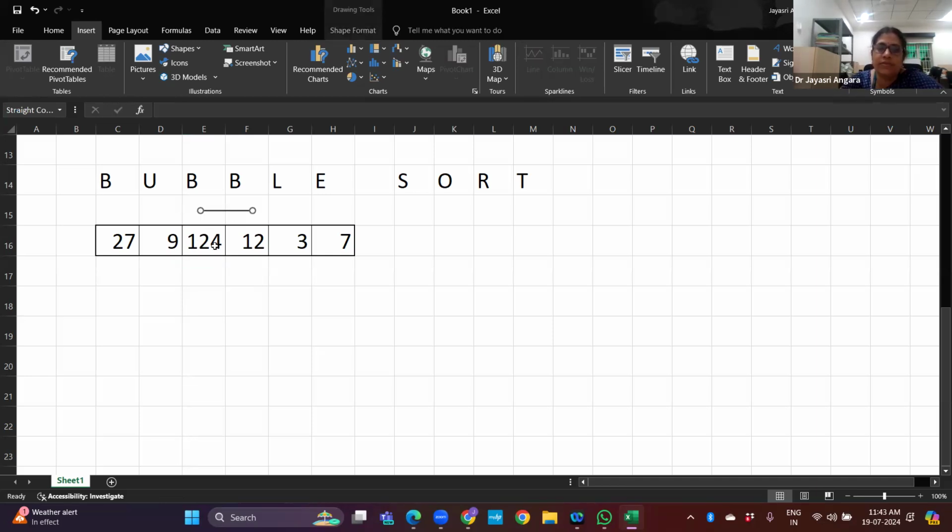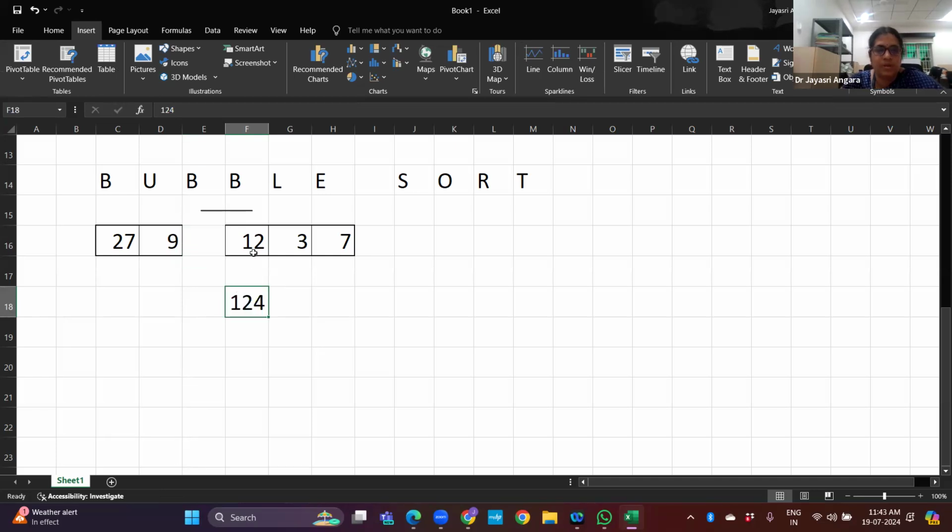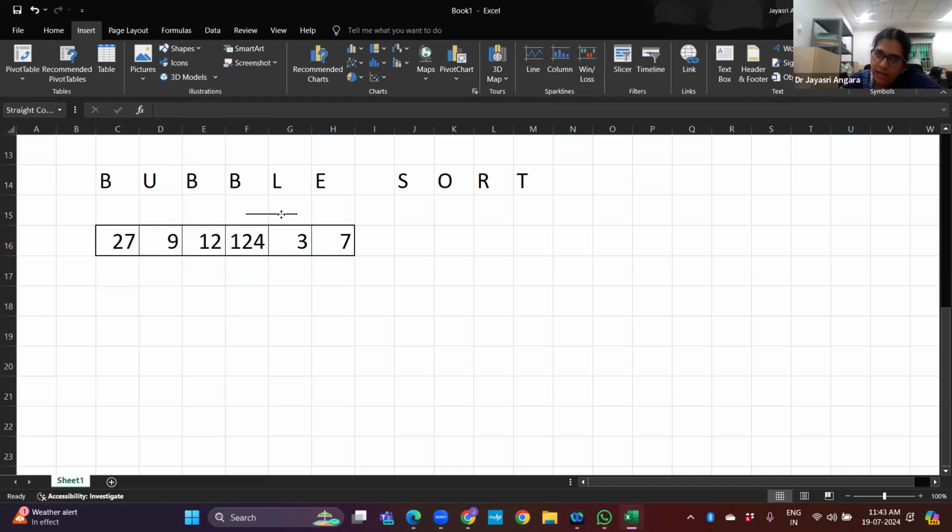So here 124 is larger than 12. Again swapping happens. Same thing, 124 is kept in temporary location. 12 is there in 124 position and 124 occupies position of 12. Now the comparison is between 124 and 3. Every time you can see that the next two elements are getting compared. 124 and 3 are compared. Swap is going to happen.